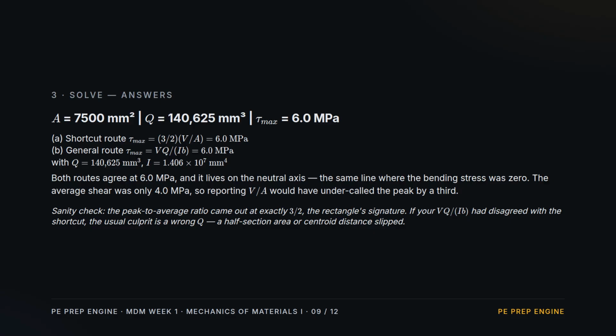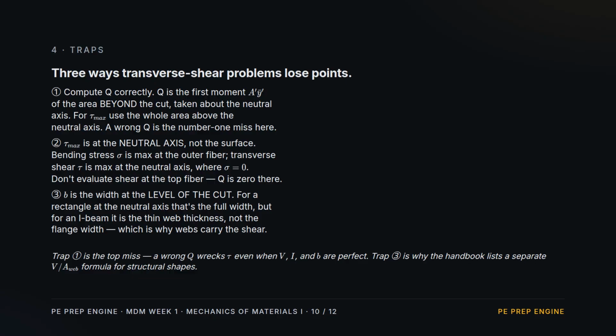Final answers. Area, 7,500. First moment at the neutral axis, about 140,000. Peak transverse shear stress, 6 megapascals, confirmed both ways. And it sits on the neutral axis, the very line where bending stress vanished. Notice the average shear was only 4 megapascals, so quoting V over A alone would have underreported the peak by 1/3.